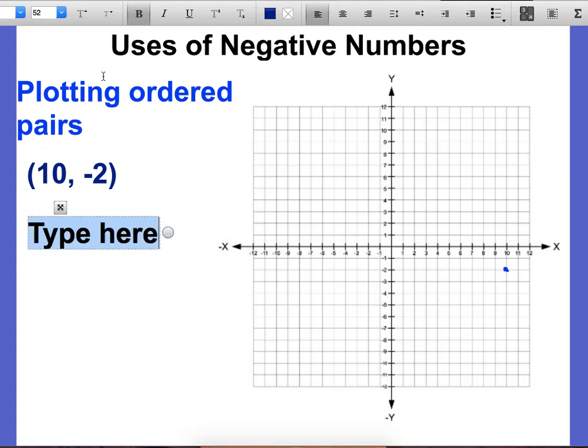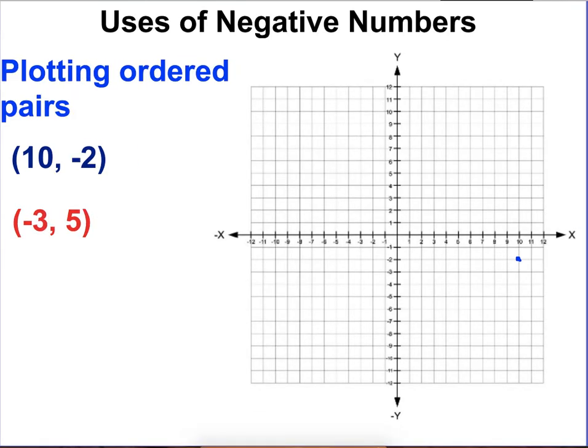Let's look at a couple more. We'll use different colors for these as well. Let's see, we have (-3, 5). Remember, we start at the origin, and I'm going to go -3 first, so I go left 3, and then +5 next, so I go up 5, and I'll plot that right there in red. Remember, it's always x, y, so I move left or right, and then I move up or down.